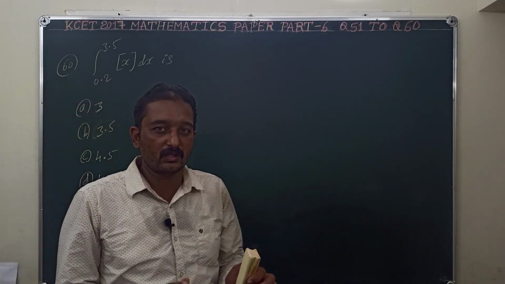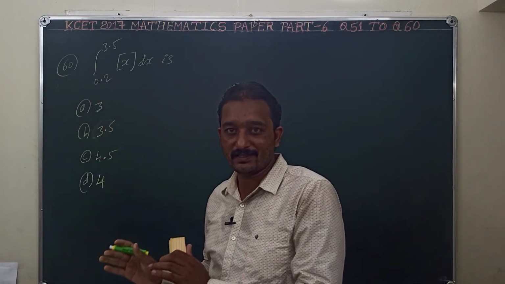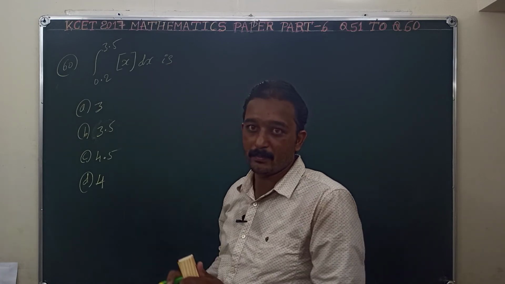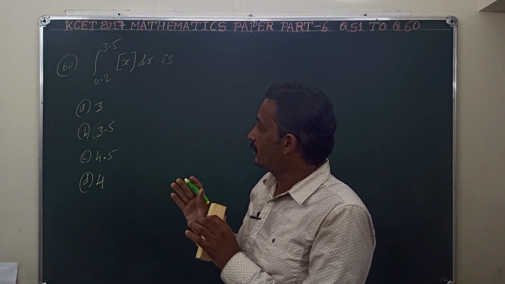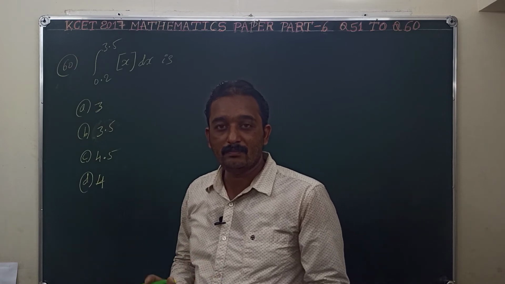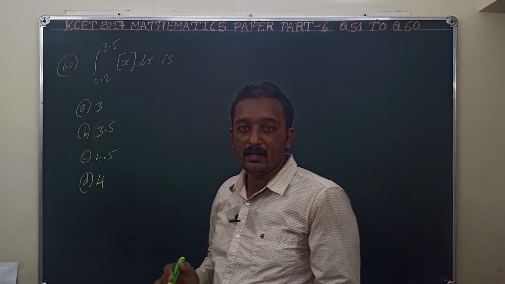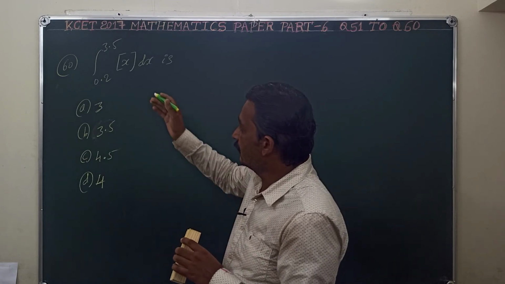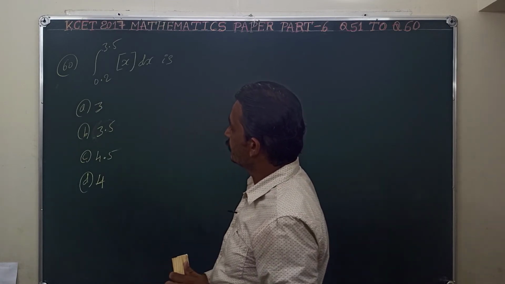Now let us move on to the last question of this video, question number 60 and the last question of this KCET 2000 paper. So let us see the question. This question is based on the chapter integral, particularly properties of definite integral. Using the properties of definite integral, find the value of this integral. Here let us see the question.